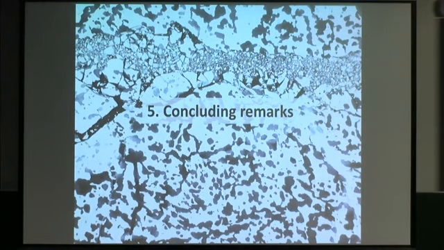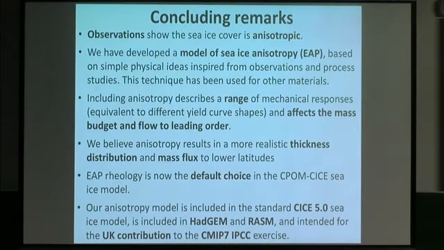Okay, so now I want to conclude. Observations show the ice cover is anisotropic. We've developed a model of sea ice anisotropy based on, or inspired by, let's say simple, maybe not so simple, physical ideas from observations of process studies. This has now been incorporated into a fully working climate sea ice model. Including anisotropy produces a range of different types of mechanical response, which previously you could only get by fiddling around with the plastic yield curve. We don't do this. This evolves in the simulation.